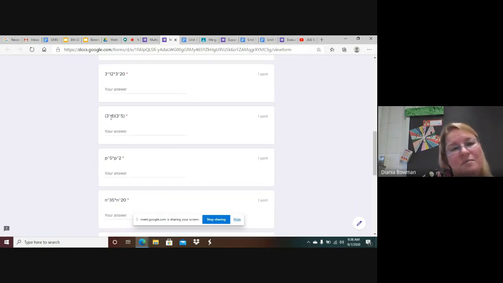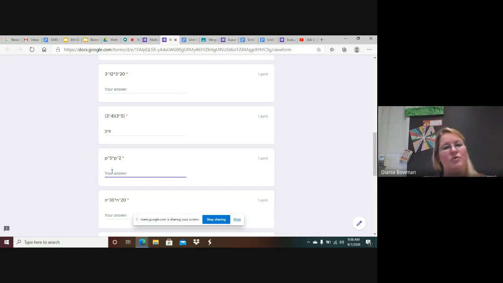Now, some people are getting tripped up on this one. 3 to the fourth times 3 to the fifth. Whenever you have things in parentheses, remember parentheses right beside each other with nothing in between means to multiply. So we would have 3, caret, or to the power of, that little up arrow, and then we're going to take 4 plus 5. And we're going to have 3 to the 9th power.